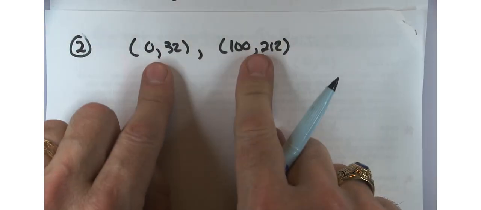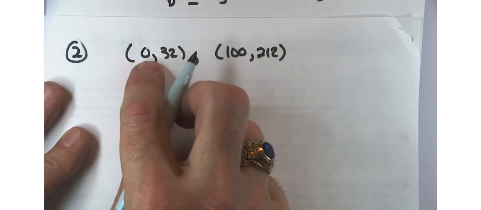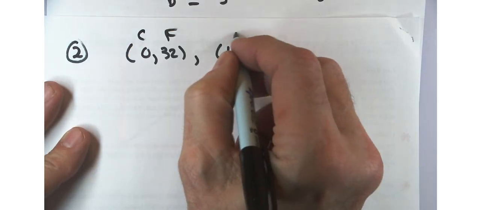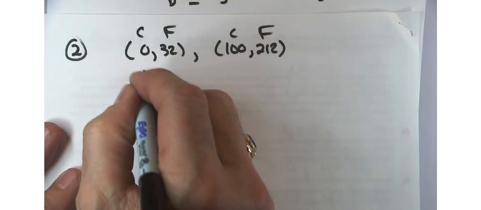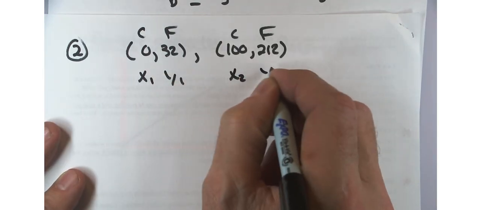Now, just out of curiosity, does anyone think about temperature and see the significance of these points? Freezing, boiling. Yeah. So this is the freezing point of water in Celsius and Fahrenheit, and then the boiling point of water in Celsius and Fahrenheit. What if I wanted to figure out the slope of a line between these 2 points? I could do that. So what you have to do is you have to decide one of these is going to be your x1, y1, and the other one's going to be your x2 and y2.